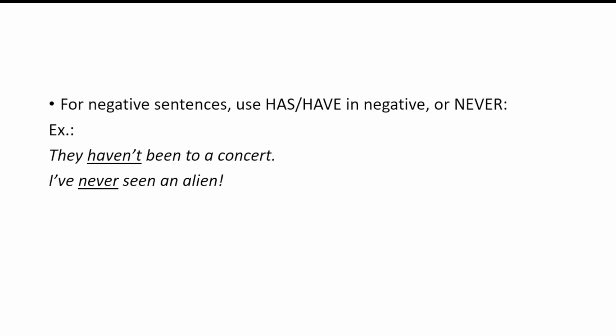For negative sentences, for example, we say has or have in negative, or never. For example, we can say they haven't been to a concert, or I've never seen an alien. So never means haven't in the present perfect. And this is the contraction form when we say I have, and we say I've, contraction form in English.